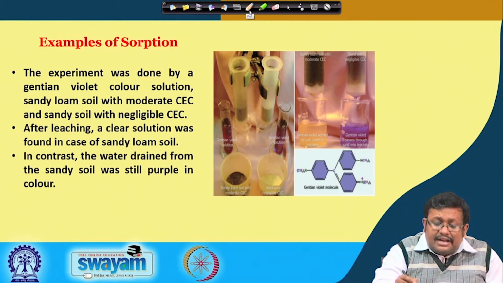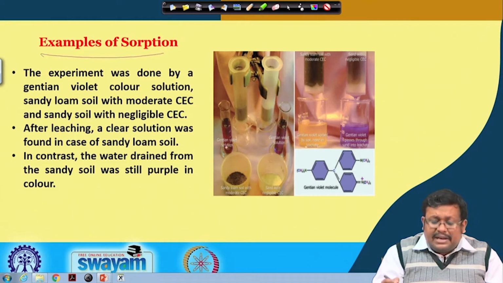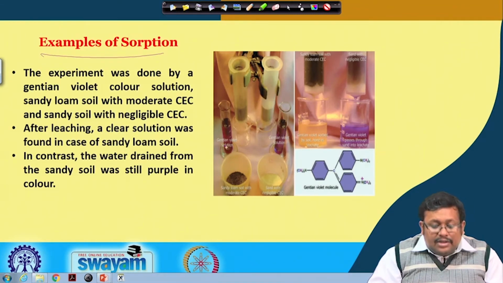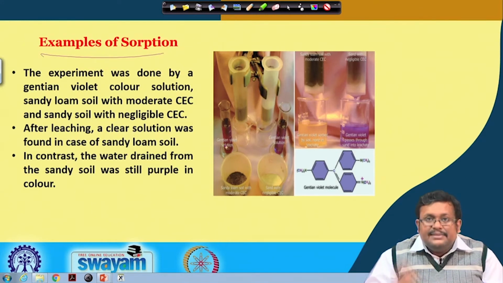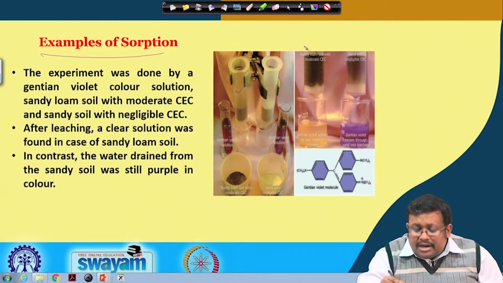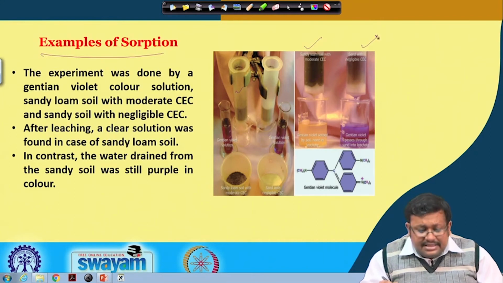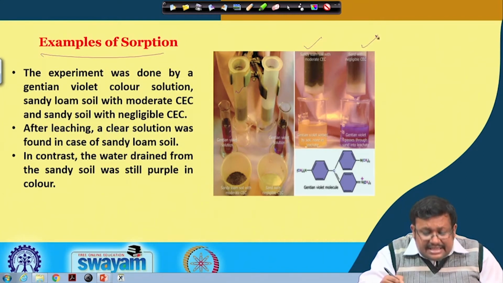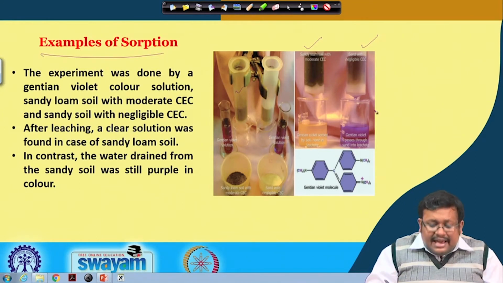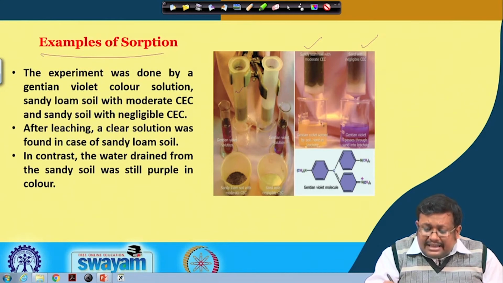So, this is a very good example of a sorption process experiment. Now, this experiment was done with a gentian violet color solution in a sandy loam soil with moderate CEC and a sandy soil with negligible CEC. So, these are two different soils, this is sandy loam soil with moderate CEC and this is sandy soil with negligible CEC. After we leach these two soils with this gentian violet solution, we collect the leachate below in a beaker.